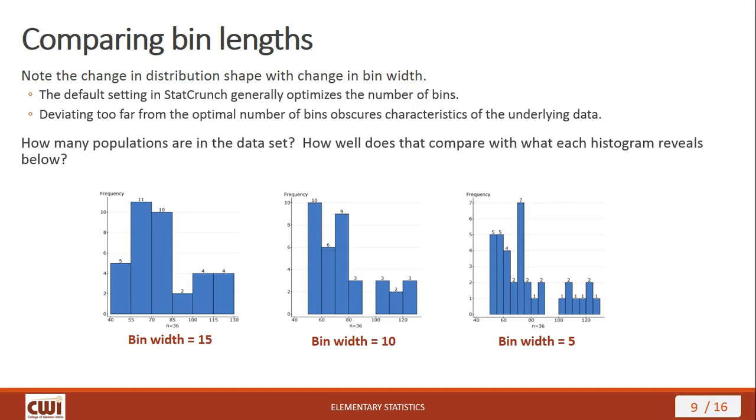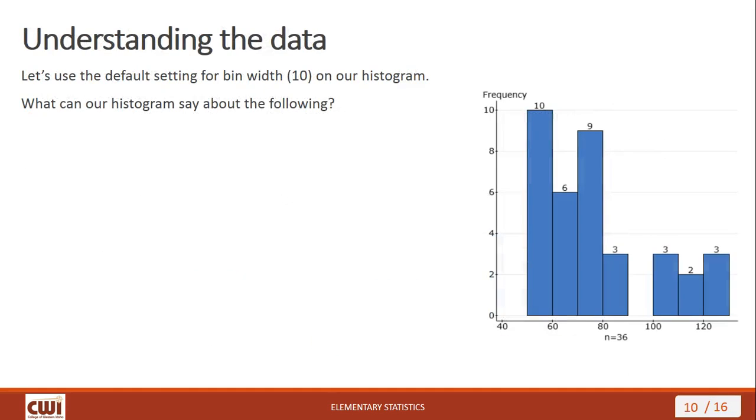On the flip side, if we go to a bin length of 15, notice how there's no gap in the data set. All the data has been scrunched together. So having that change in the bin width obscured an underlying characteristic of the data, which was that there are 2 populations in the data set. So you really want to get the optimum number of bins in order to reveal what's underlying your data set.